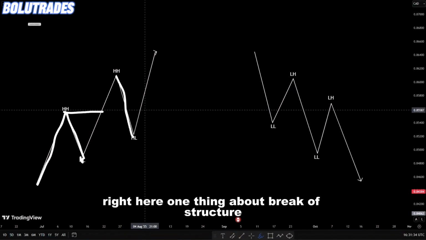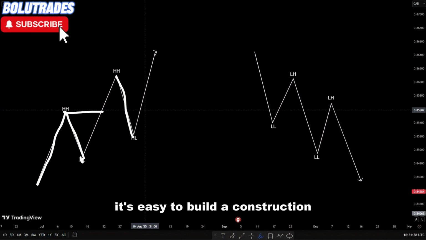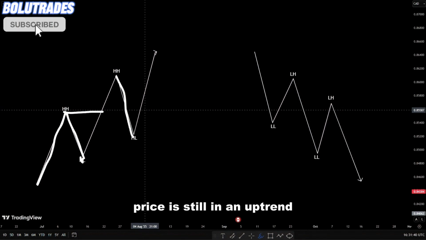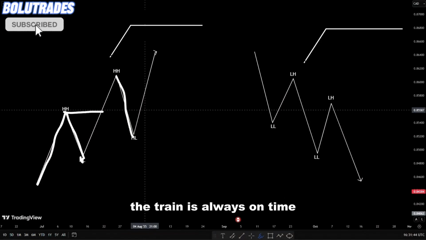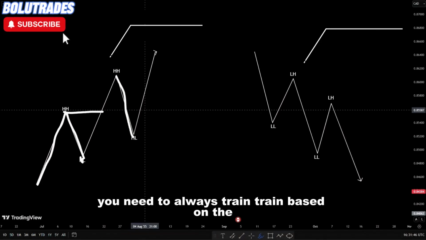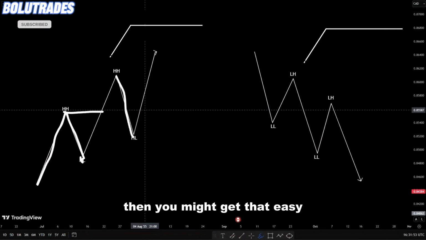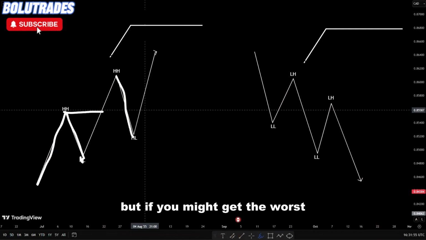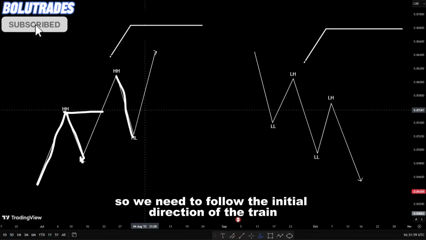One thing you need to understand about break of structure is that whenever you see a break of structure, it gives you a clear confirmation that price is still in an uptrend. And the trend is always your friend. You need to always trade based on the current direction of the financial markets. If you are trading against the trend, you might get your money burnt easily in the financial market. So you need to follow the initial direction of the trade.